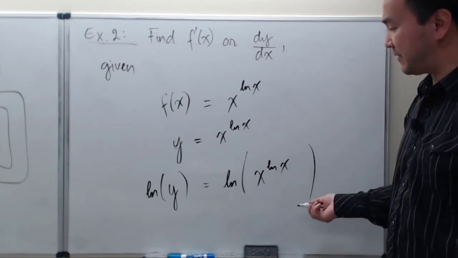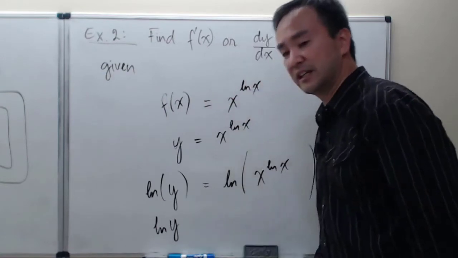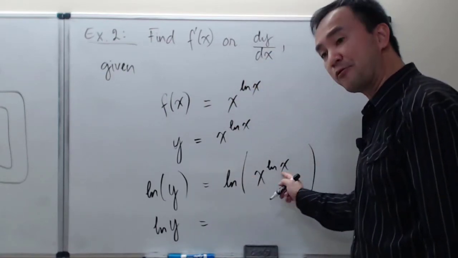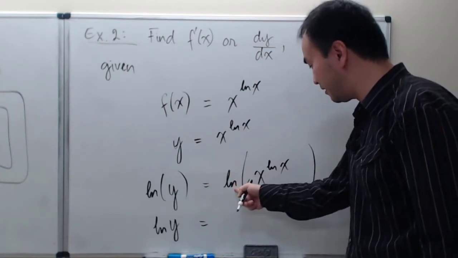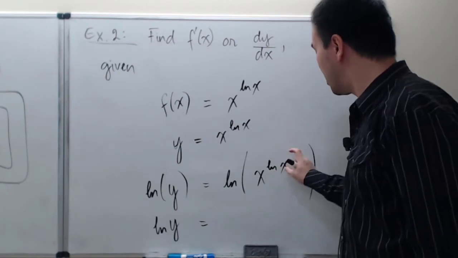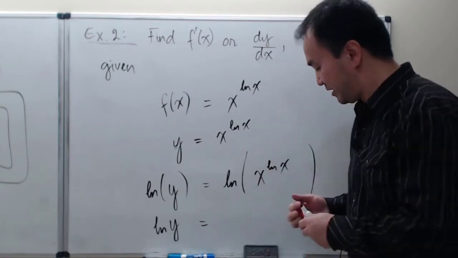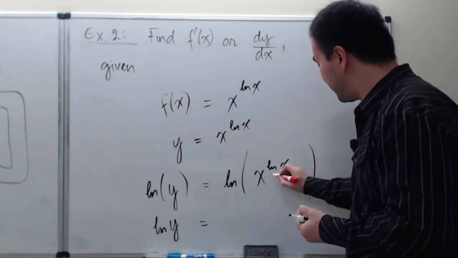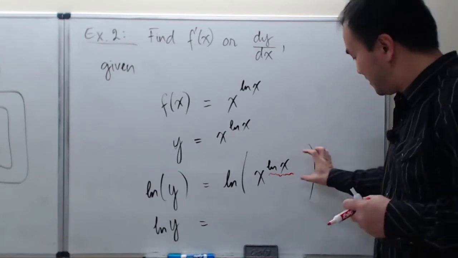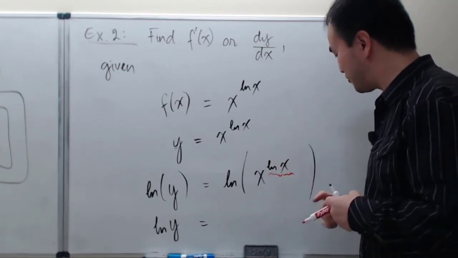And so now what's the advantage of doing this? On the left-hand side, there isn't much to be done, so I'm leaving it there, natural log of y. But on the right-hand side, see, the power property of log: when we're applying a log on something that has a power, an exponent, then we are going to bring that entire power there, that exponential part right there.